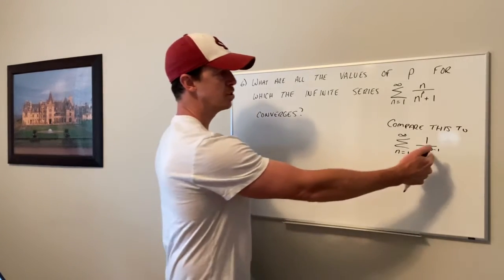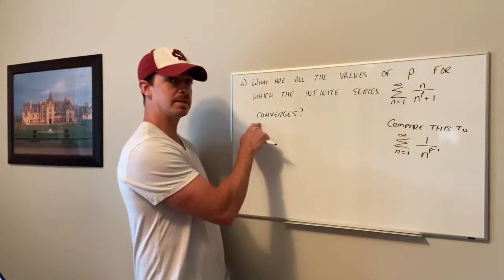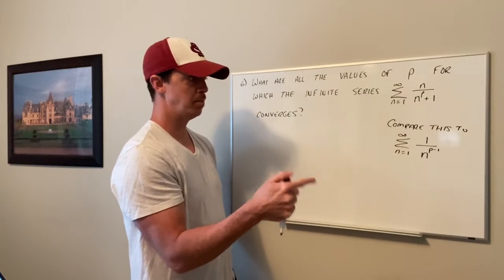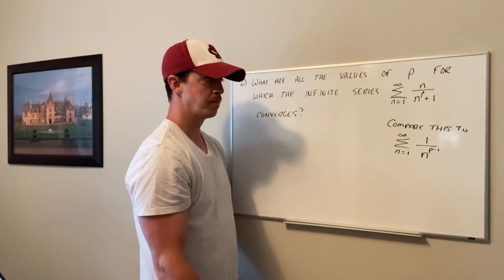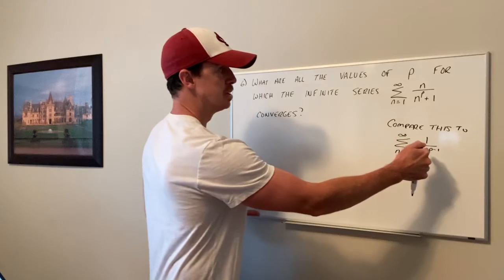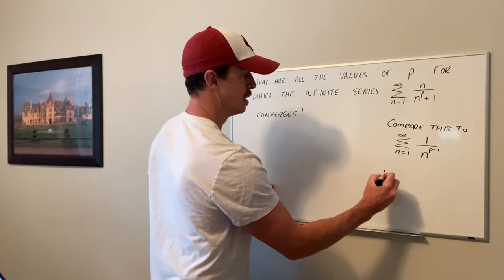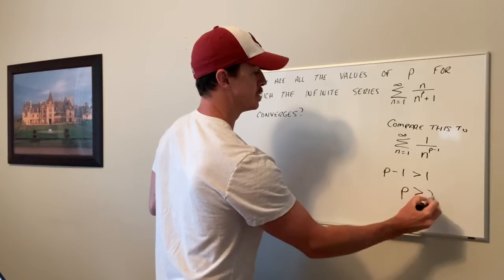And so now just look at this and ask yourself, well, what would P have to be to make this thing converge? If it's going to converge, then that exponent needs to be bigger than 1. If it's 1, it diverges. If it's less than 1, it diverges. So the exponent needs to be greater than 1. So P minus 1 needs to be greater than 1. P is greater than 2.